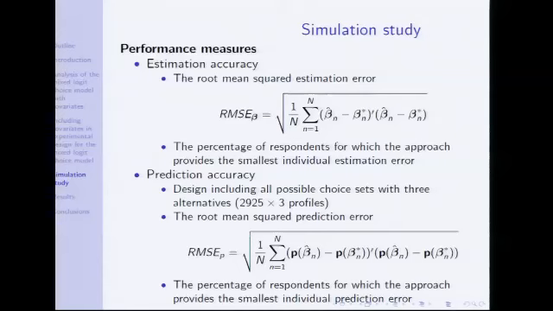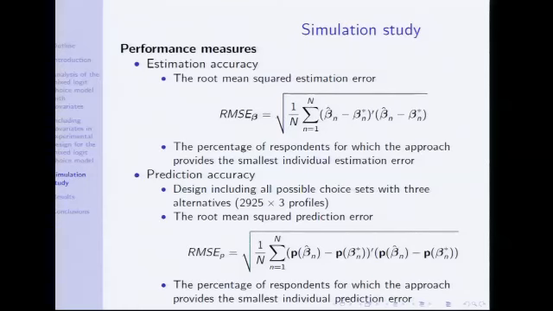To compare the different design and estimation approaches, we considered some performance measures. So we computed a root mean squared estimation and prediction error, as is defined here and here. For each individual, we simulated a true vector of model parameters, which is the beta star, and then with each design and estimation approach, we estimated those parameters, and then they are compared in this estimation error.